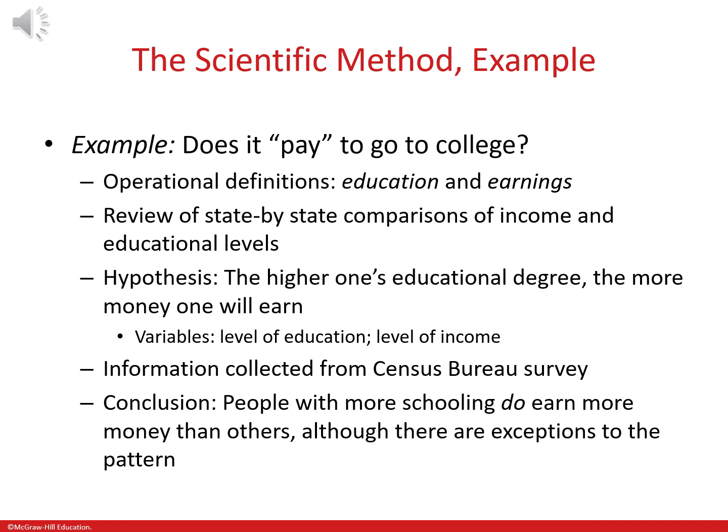They'll collect information from the Census Bureau since it tracks income levels, and their conclusion may be that people with more education or schooling do earn more money than others, although there are exceptions to the pattern, because we know that there are people that do not pursue higher education but still make a lot of money.